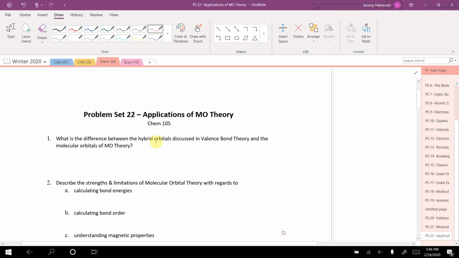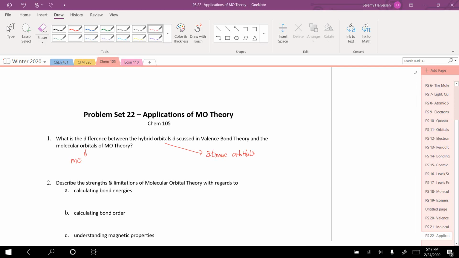Okay, so the biggest thing that I think of when I think about this is that hybrid orbitals are atomic orbitals, meaning when an atom comes to a molecule, maybe it hybridizes its orbitals, but those orbitals still belong to an individual atom, and as a result, the electrons belong to individual atoms. So in molecular orbital theory, they're molecular orbitals, right? Those orbitals don't belong, and the electrons don't belong to individual atoms anymore. They belong to the entire orbital.